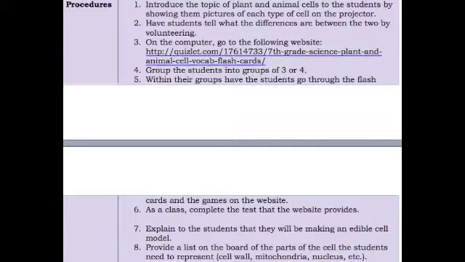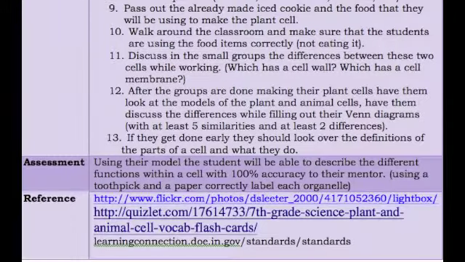Our next step will be to explain to the students that they will be creating an edible plant cell model, and it will be important to stress that it is a plant cell and not an animal cell. To do this, we will provide a list on the projector of the parts of the plant cell that the students should be representing with various food items, for example, the cell wall, Golgi bodies, nucleus, and so on. Then we will pass out already made iced cookies with diameters of about 9 inches, and the food items that will eventually become parts of the cell. We'll walk around the class and make sure that the students are using food items correctly, with appropriate representations of the parts of the cell, and not just eating the food.